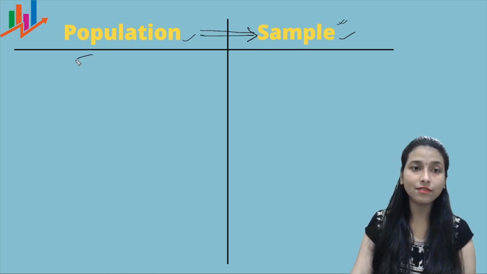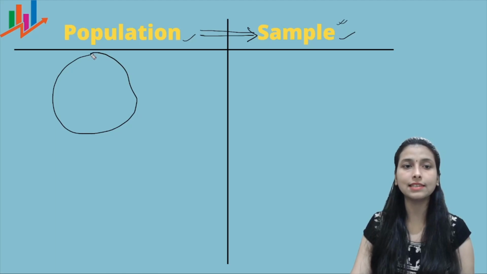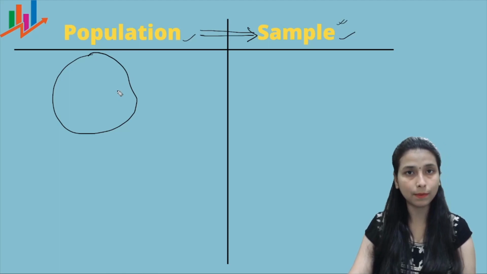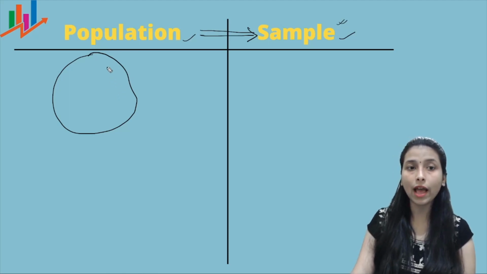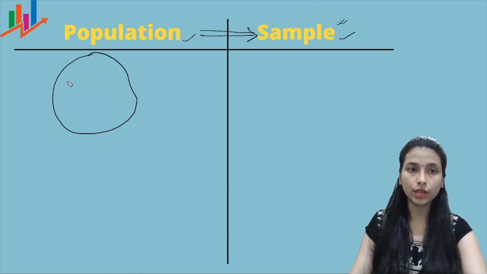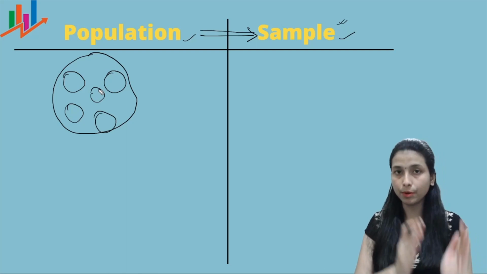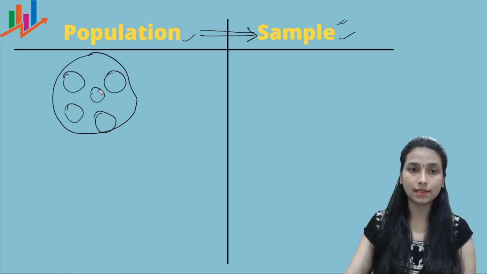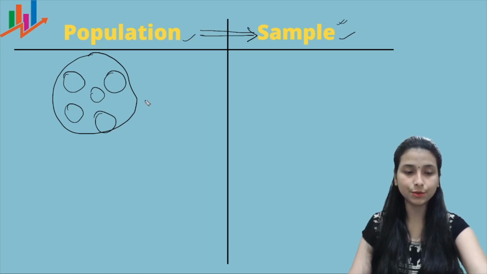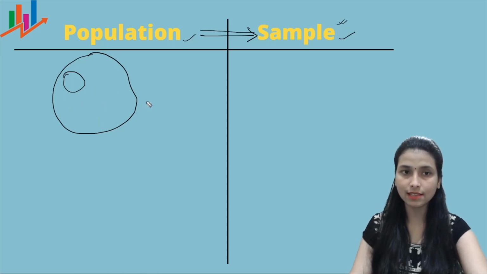So suppose I have a population data like this and I have to take sample data from this particular population data. I will not go and pick a set of data from just one side. Instead, we will take the sample from all the parts of the population data in equal proportion so that it could represent the whole population data. I hope you understood what is population data and what is sample data.